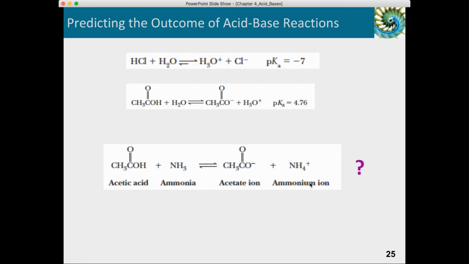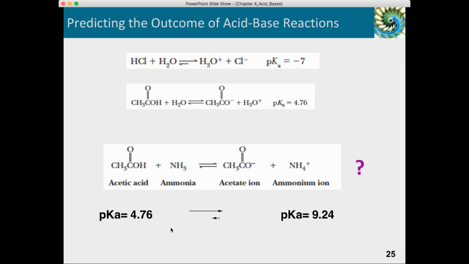A way to decide which way the equilibrium is favored is by looking at the pKa's of both acids. The pKa of acetic acid is 4.76. The pKa of the ammonium ion is 9.24. From these two, clearly, the strongest acid is acetic acid. It has the lowest value of pKa. If acetic acid is a stronger acid, then obviously it will donate the proton more easily. Therefore, this reaction will be favored to the products.